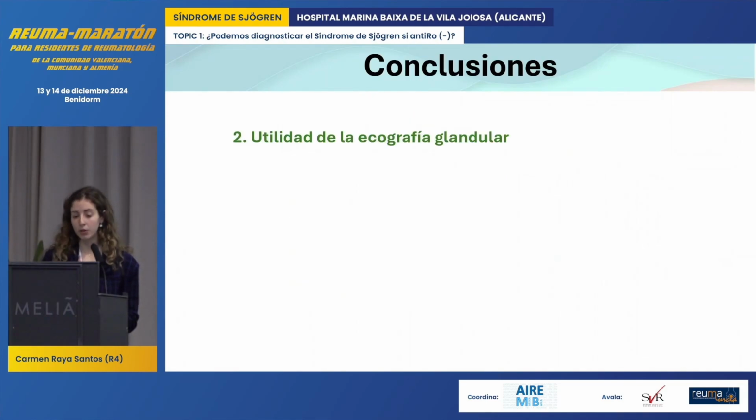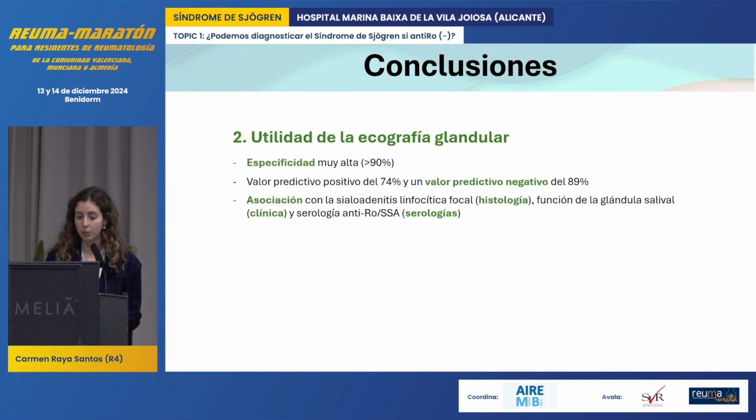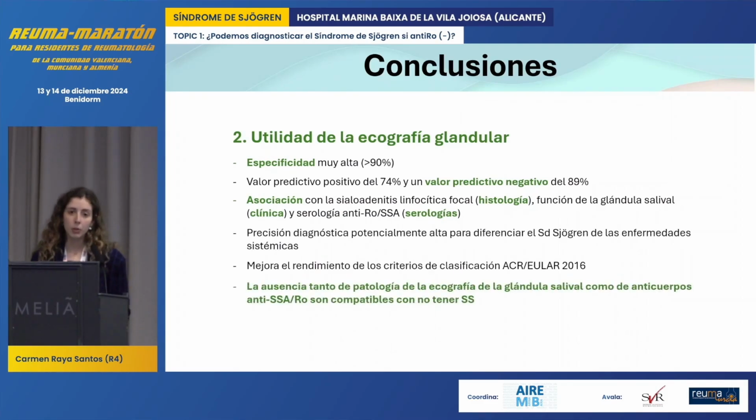But if we don't have ultrasound available, which, as we've seen, has high specificity and a high negative predictive value, which moreover in the articles I showed, also in the previous presentation, is associated with histology, clinical findings, and serology. And it increases the performance of the 2016 ACR-EULAR criteria, even though it's not included in them. Therefore, if there are no pathological findings on ultrasound in an anti-RO negative patient, we could say that it is not compatible with having Sjögren syndrome.